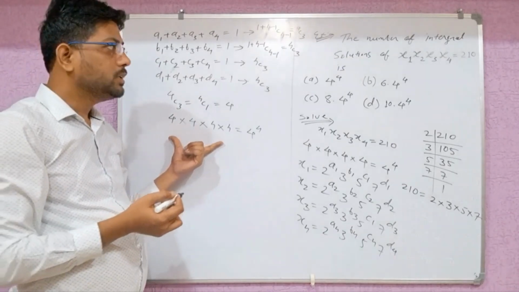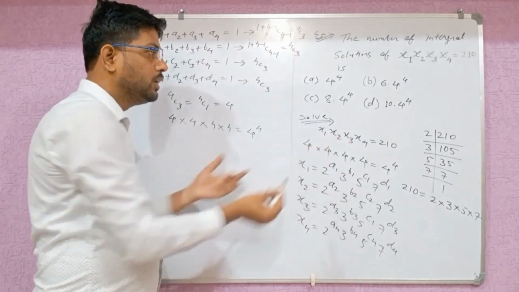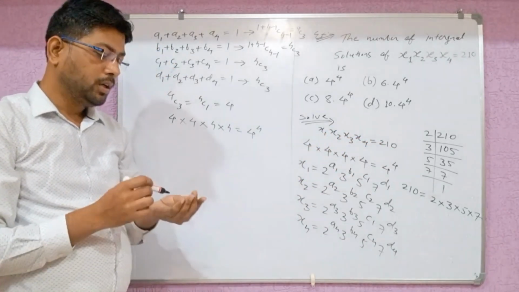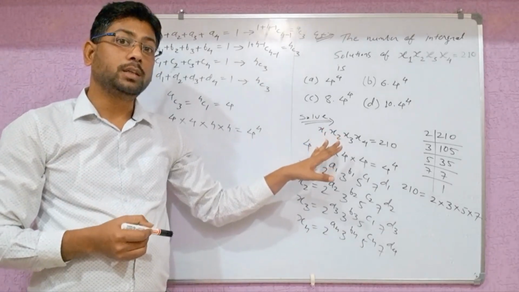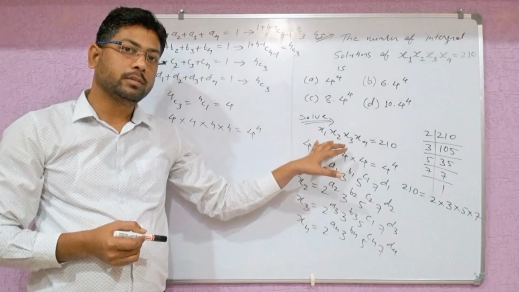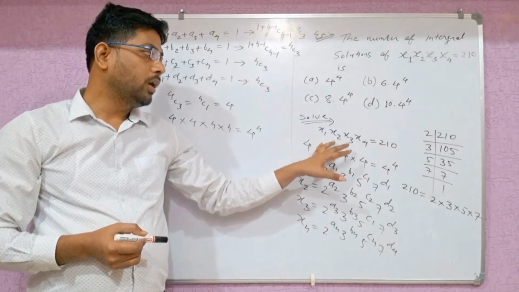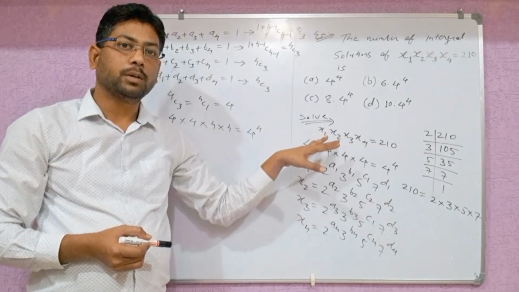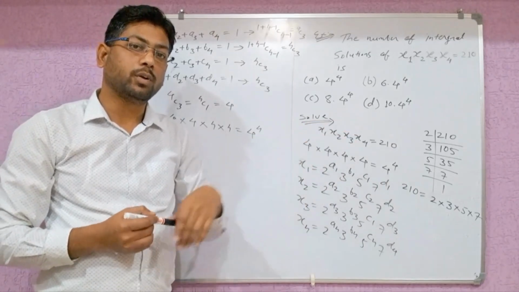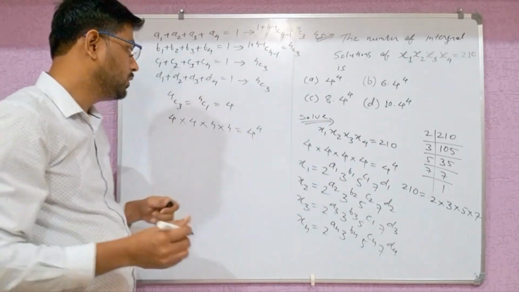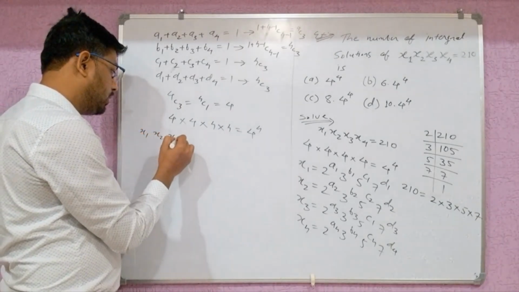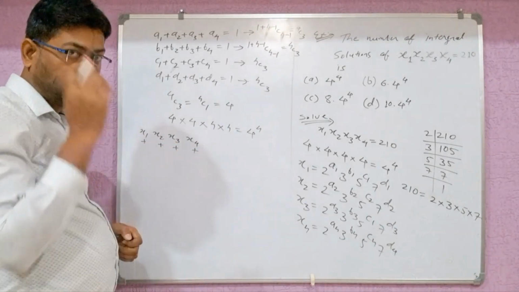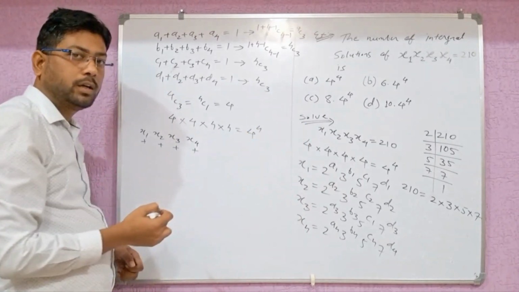So these are positive. Now, how many ways can this x1 into x2 into x3 into x4 be 210, with some values negative also? Here we are multiplying 4 numbers. Either all 4 numbers are negative, then also we'll get a positive number, or 2 numbers are negative, then also we'll get positive, or all 4 numbers are positive only, then also the number is positive. So if all these 4 are positive, then we'll get 210, that is positive.